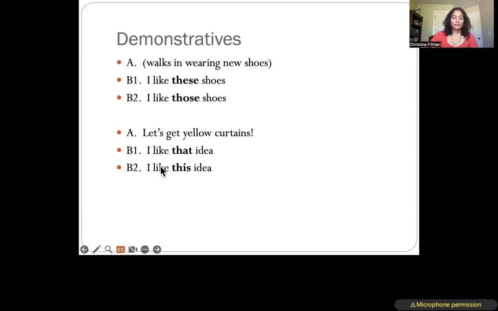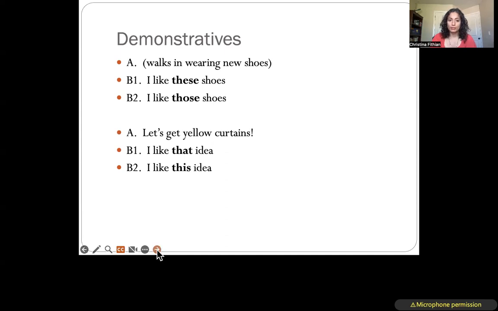So let me just go back for a minute. In these sentences, I like these shoes, or I like that idea, I want you to notice that these, that, those, and this are all demonstrative determiners. What makes a determiner is that it comes before a noun. And in all of these instances, we see a noun or a noun phrase immediately following it. Note there can be an intervening adjective or two, or maybe more. But the key is that these make constituents with nouns and noun phrases.